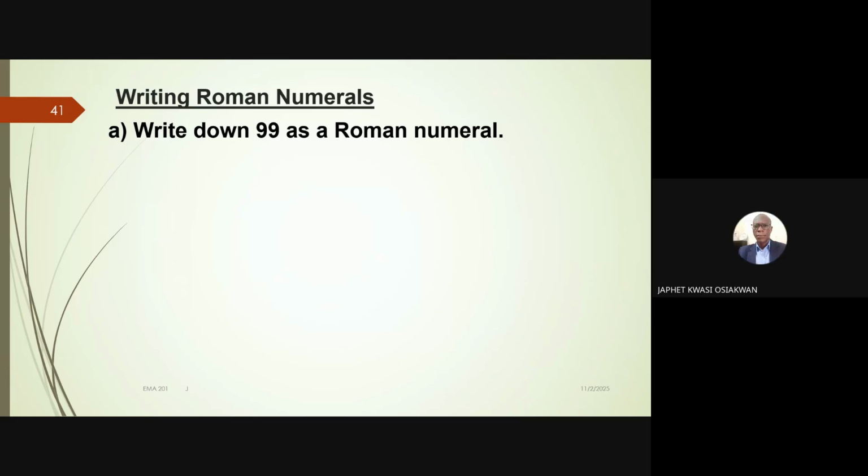So the 99 is not IC. Please mute your mic and pay attention. So 99 is not IC, but when you get a number, you need to break it down. So the 99, you write it as 90 plus 9. And then the 90, you can write it, and then the 9, you can write it and put it together. So you break the number down, 90 plus 9.